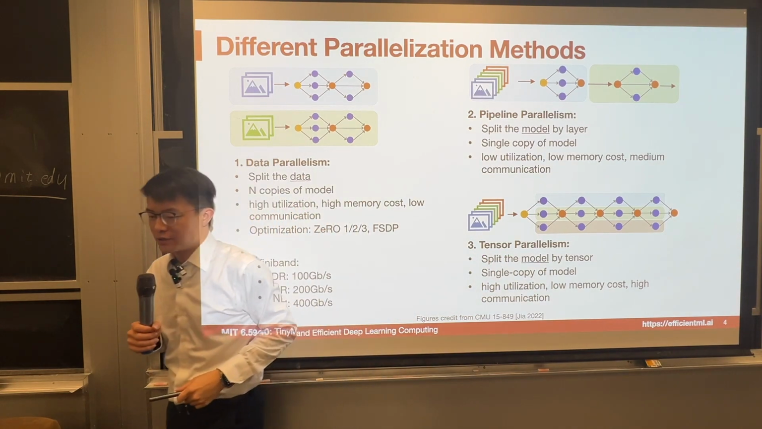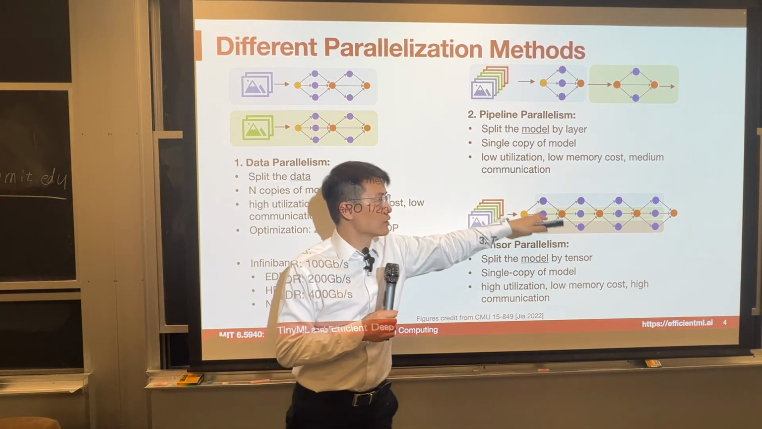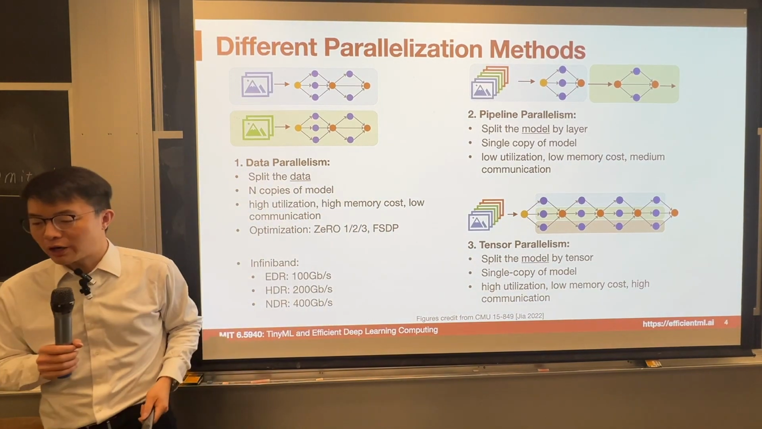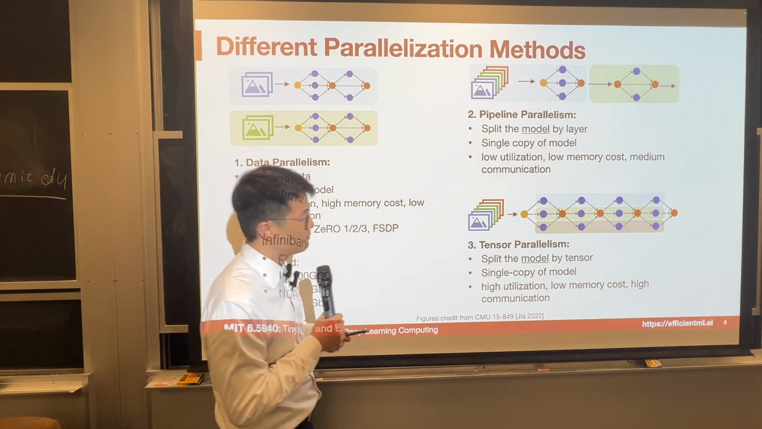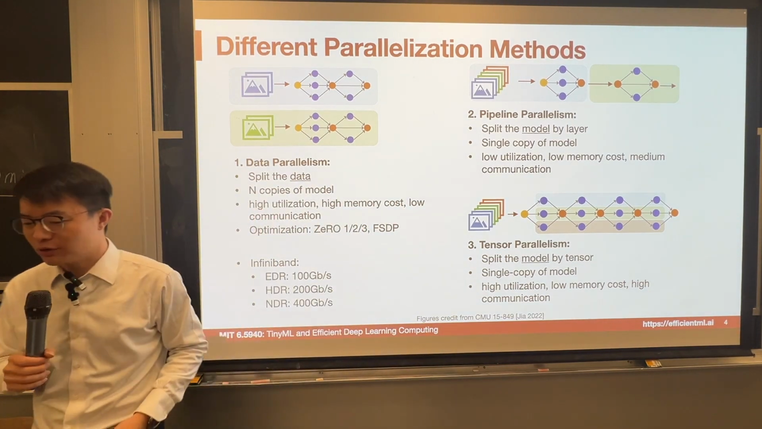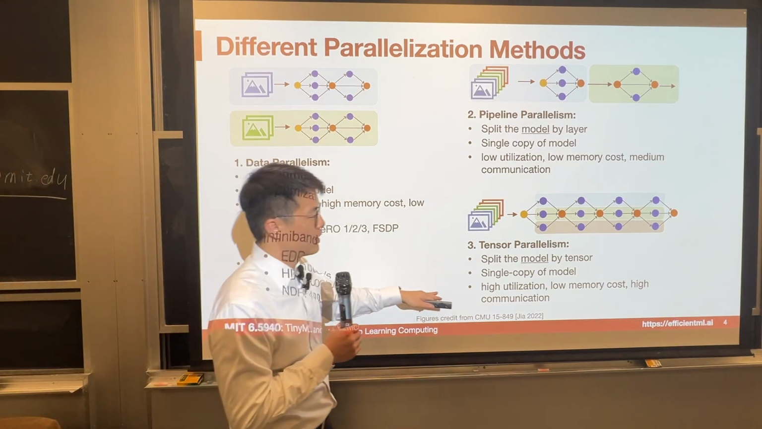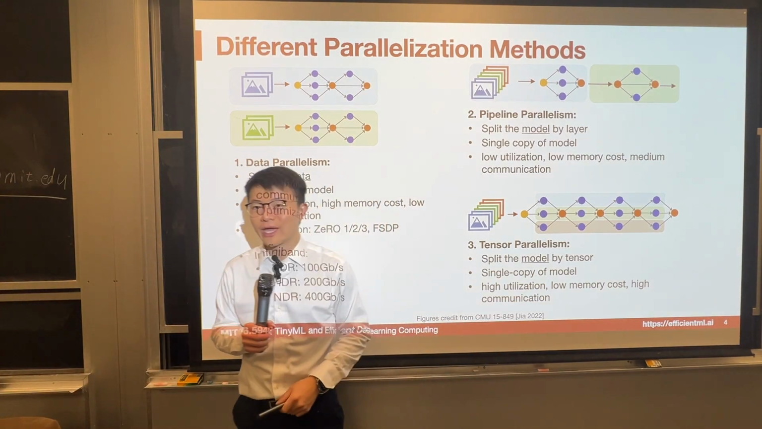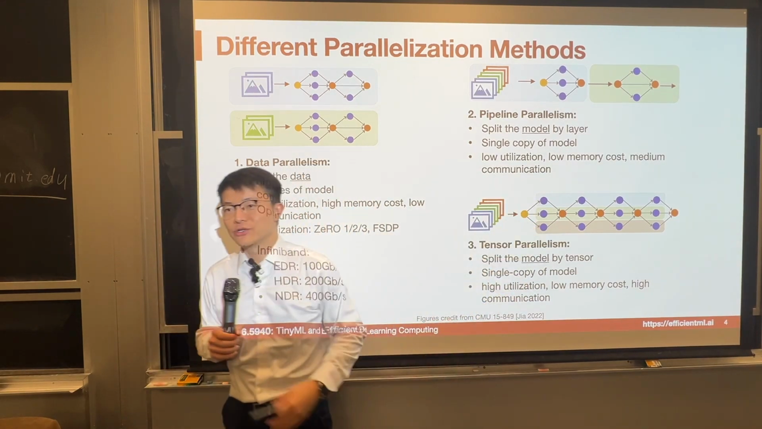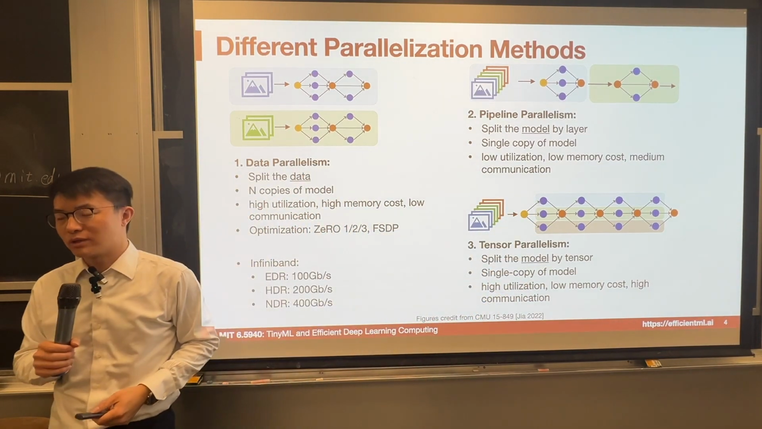Finally, the tensor parallelism. So this is splitting across one single tensor. You can chop it into different parts and put each part on the GPU. So you split the model by the tensor. You have a single copy of the model. This can have high utilization, low memory cost, but high communication, since you are chopping, dividing the tensors, and you have to communicate with each other.